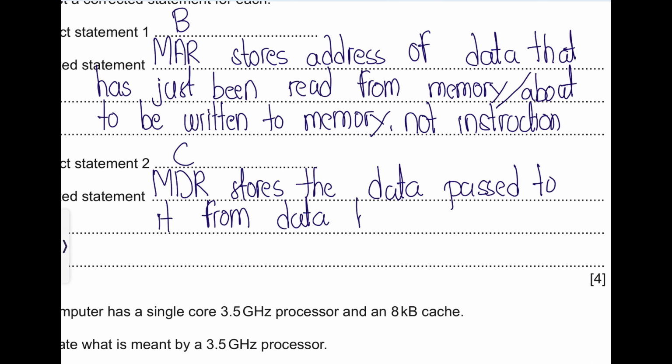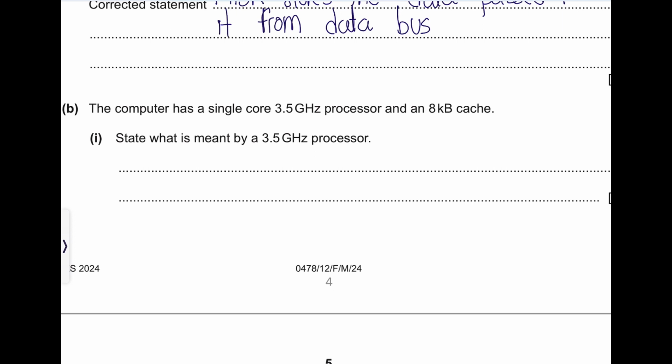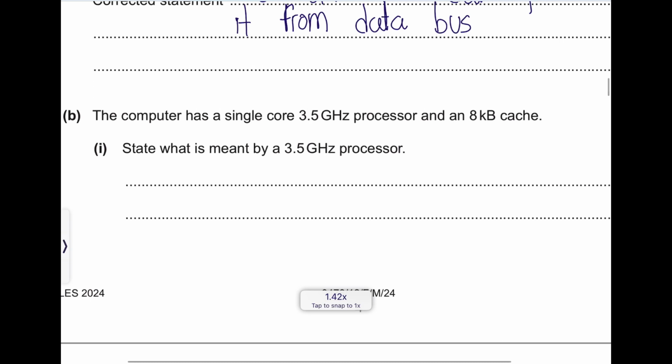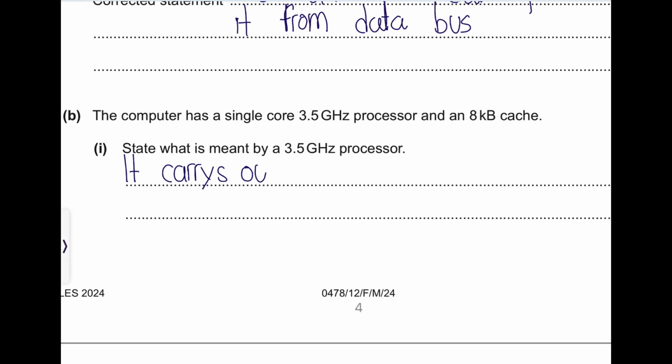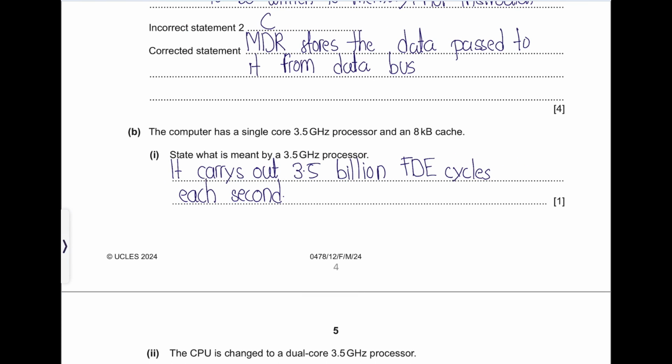Then it says that a computer has a single core 3.5 GHz processor and 8 kilobytes cache. State what is meant by a 3.5 gigahertz processor. It carries out 3.5 billion FDE cycles, which are basically fetch, decode, execute cycles, each second. Alright, so I hope this is clear. It carries out 3.5 billion FDE cycles each second.